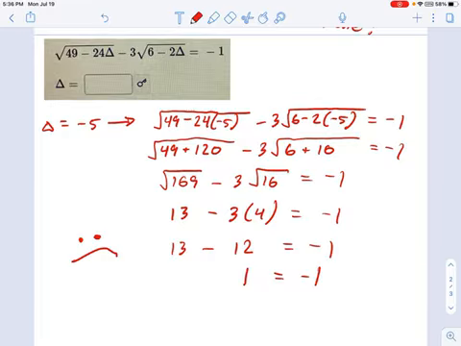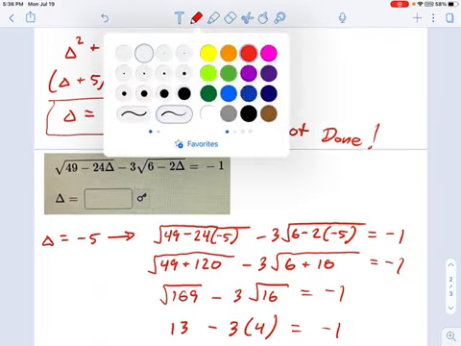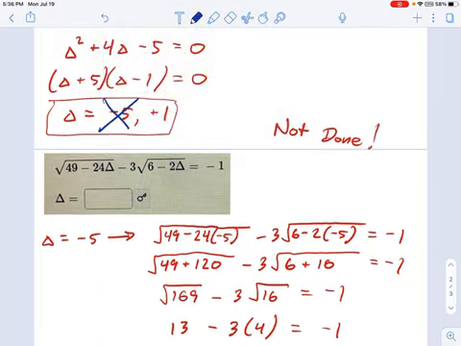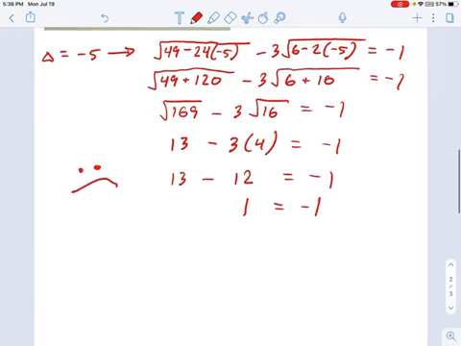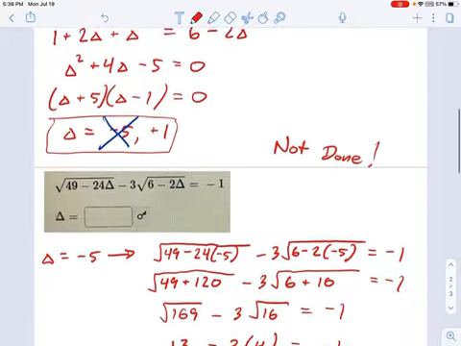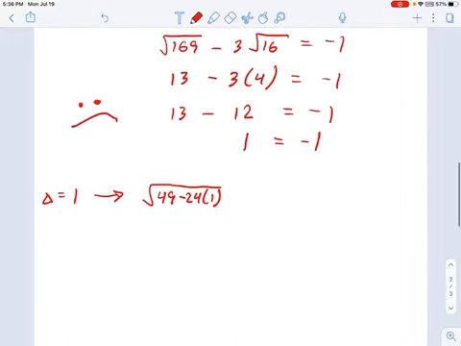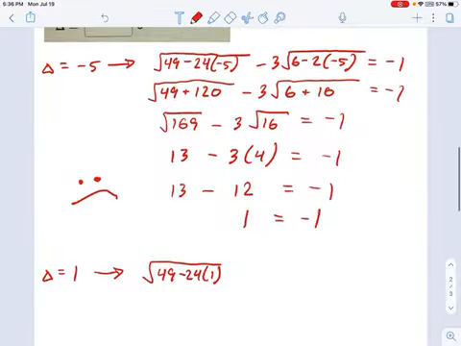So this one, where is it? We can cross out negative 5. That's not going to work. And let's move on to checking delta equals 1. At least this one's a little easier. It's going to be 49 minus 24 times 1. That was 1, right? Not negative 1. Where am I? Yes. Okay. And then it's minus 3 times 6 minus 2 times 1 equals negative 1.